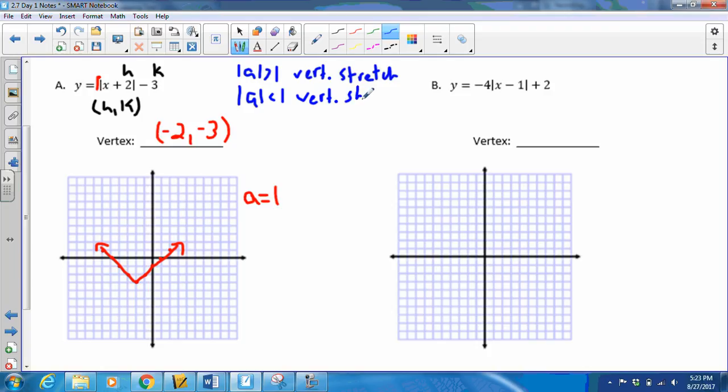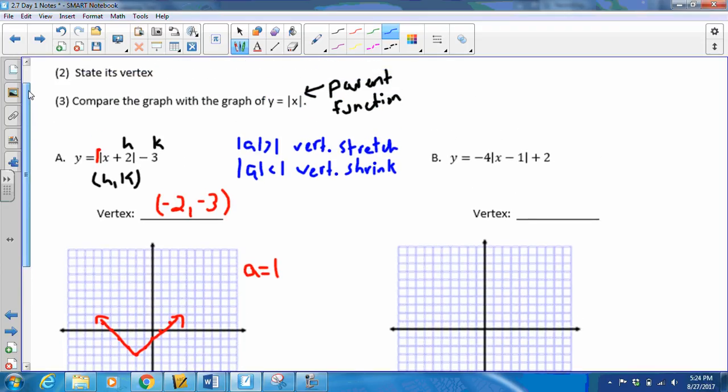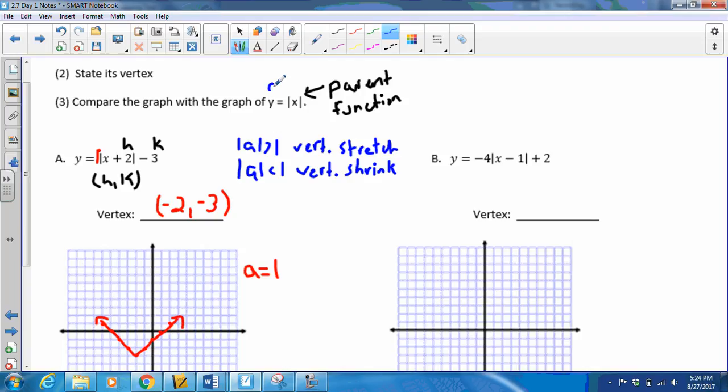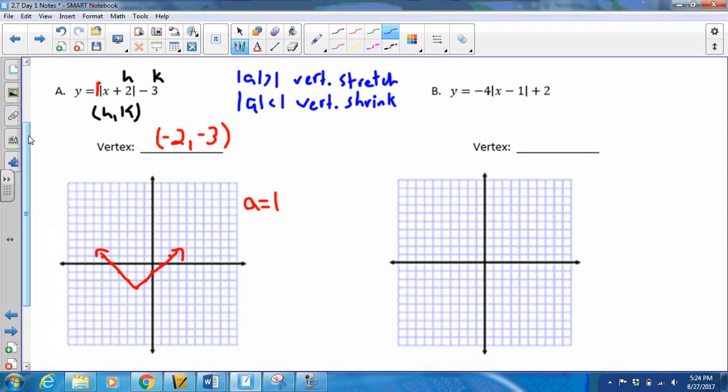Now, if your A value is exactly 1, that means you're not really either stretching your graph or shrinking it at all. It just means that it has the same shape as the parent. So we look here, we saw that our A value is 1. Well, for the parent function, the A value is also 1. So that means we don't have a vertical stretch, nor a vertical shrink. Okay, so we don't need to write anything for that.